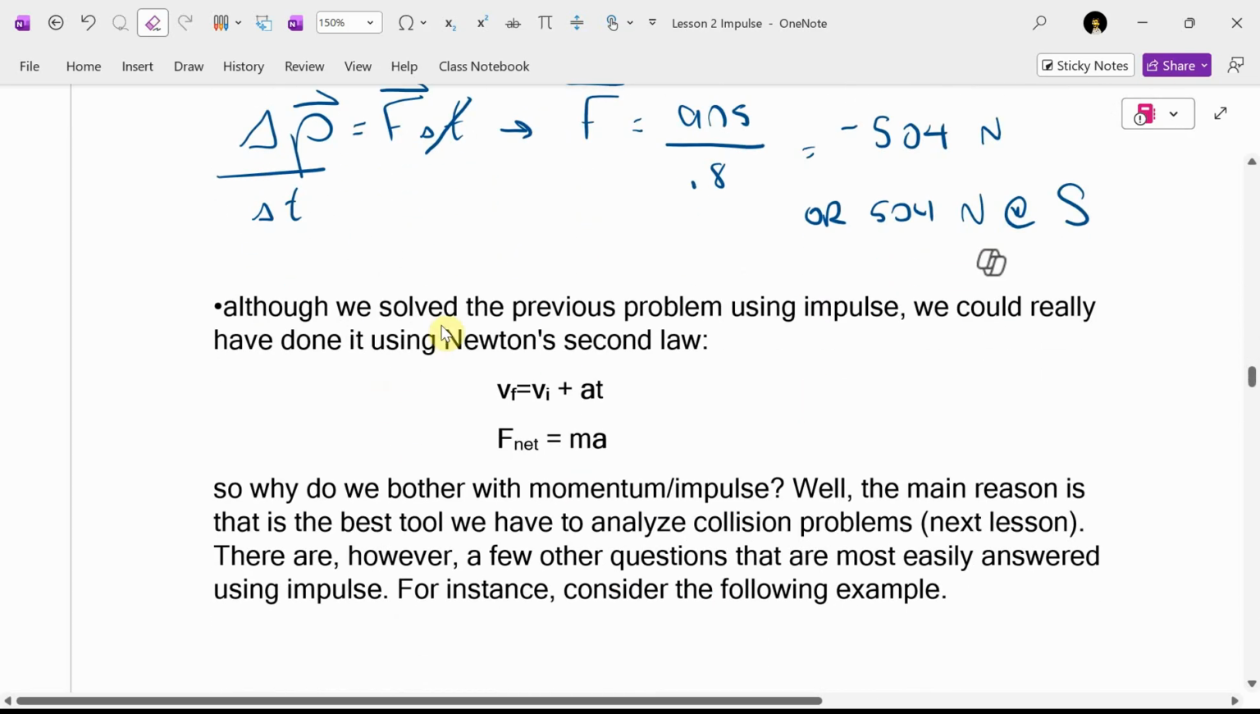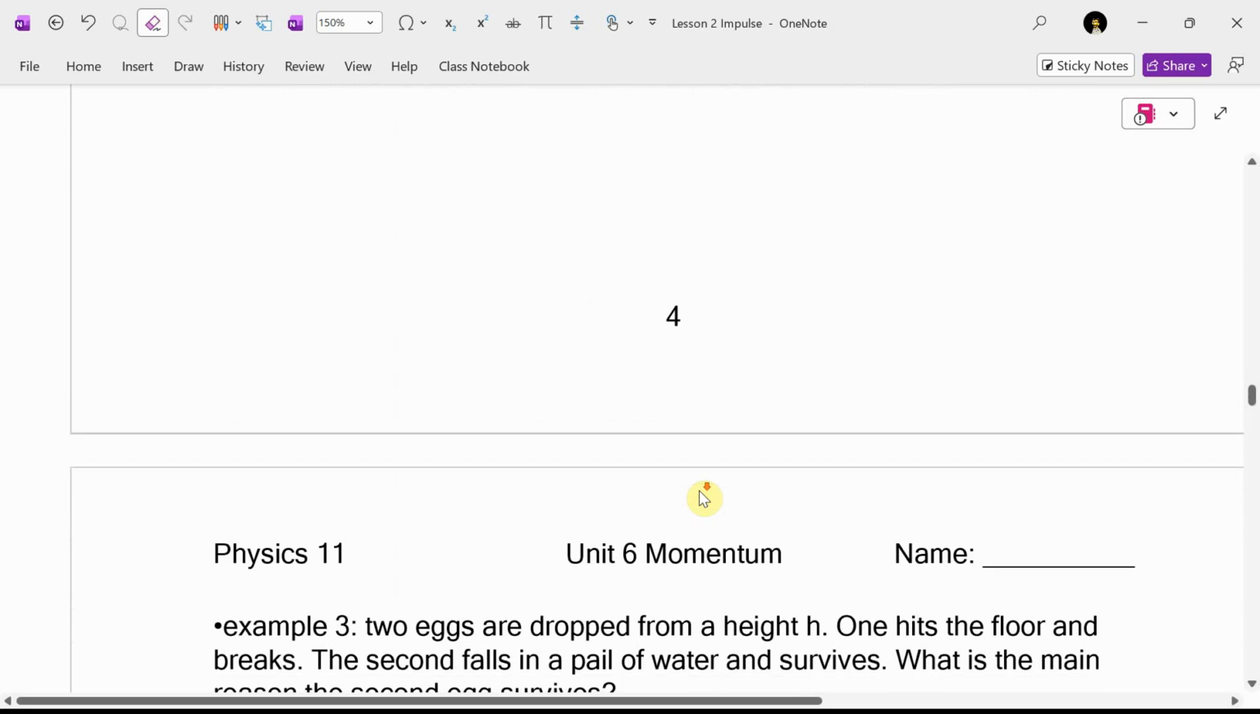I wrote here, although we solved the previous problem using impulse, we really could have done it using Newton's second law, F equals ma and Vf equals Vi plus At. And I will give you full credit if that's your comfort area and you know you can get it right. I want to emphasize, Brooklyn, I'll give you full credit if you do it that way. So, but why am I bothering with momentum and impulse? Next lesson, you'll see it's our best tool for analyzing car crashes, especially when there's more than one object. But we can even answer something like this. Next page.